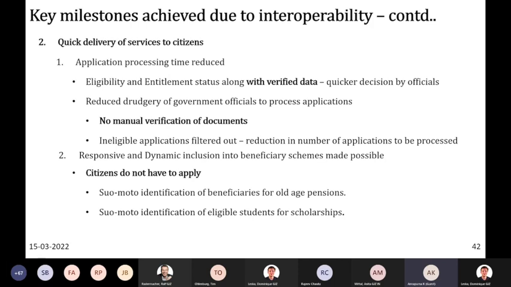So certain schemes have been identified where citizens do not have to apply. For example, for old age pensions, now government is going ahead with Suo moto identification and delivery. Similarly, the farmer children are being sanctioned scholarships who have been identified to be eligible on Suo moto basis. Next slide, please.